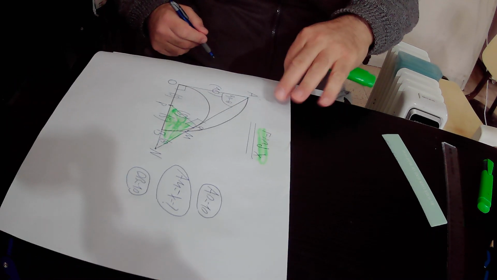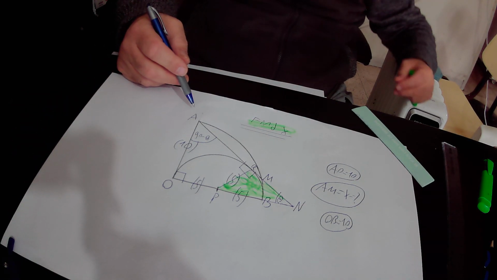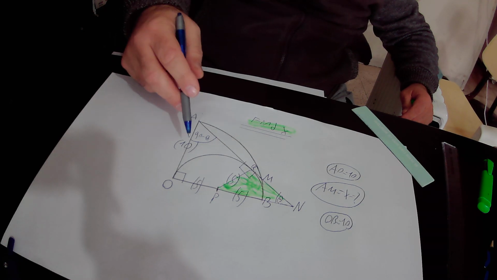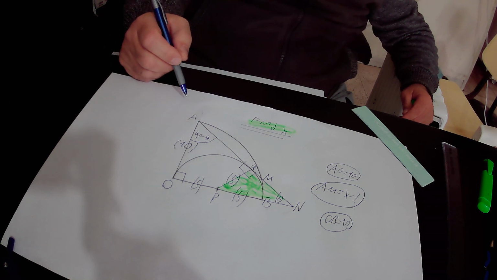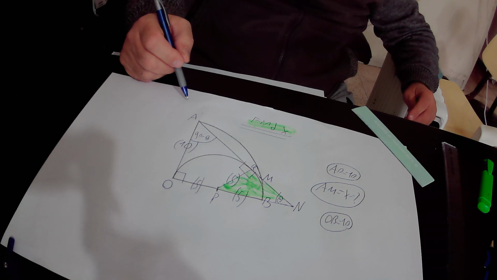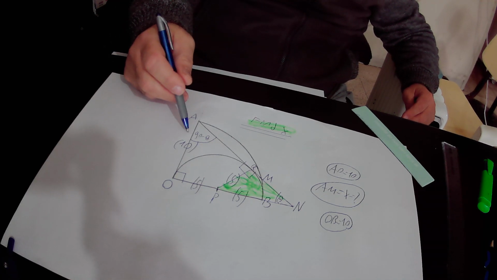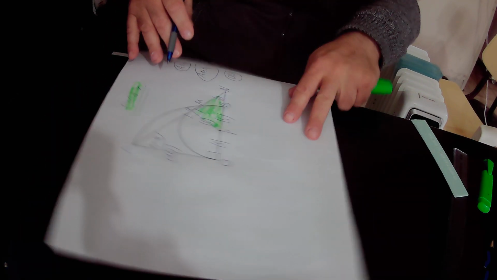Here we focus on point A. From point A, we have two tangents to this semicircle, tangent AO and tangent AM. According to rule number 2, the lengths of two tangents from a common external point to a circle are equal. That is to say, AO equals AQ. But AO is 10, therefore AQ must also equal 10 units in length.